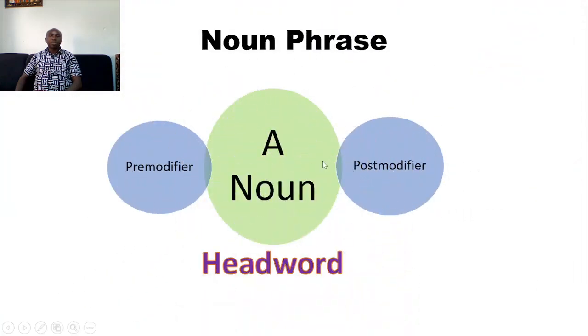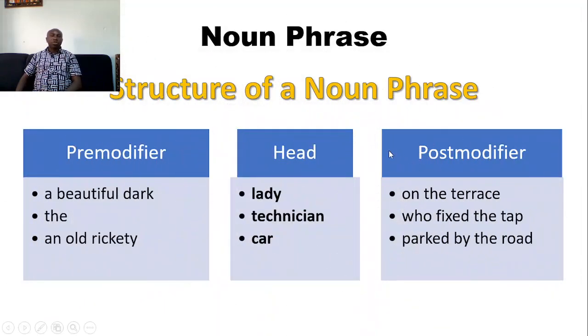Moving forward, you can see in the structure here that in a noun phrase, the head word must be a noun, because that is the most important element in the structure of a phrase. We have premodifier and post-modifier also. But despite the presence of the two, the head word is the most prominent and unique element in the structure of a phrase, likewise in a noun phrase. You can see the structure of a noun phrase here. We have premodifier preceding the head word and the head word preceding the post-modifier. In all these, the head is the most important element, and that's why we put it in bold.